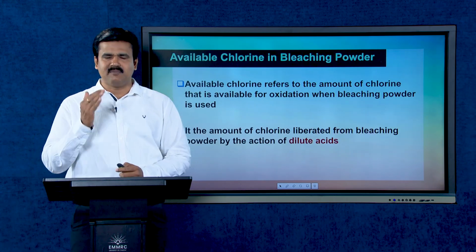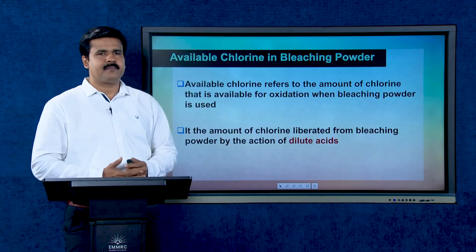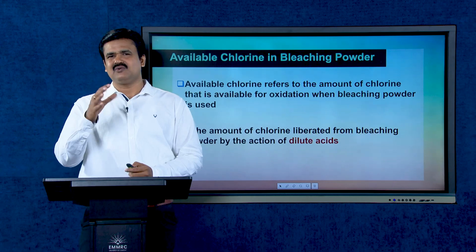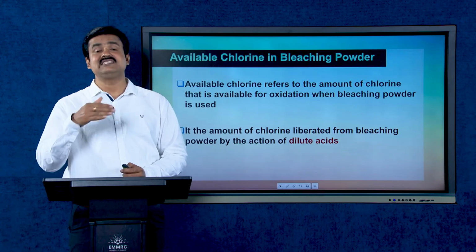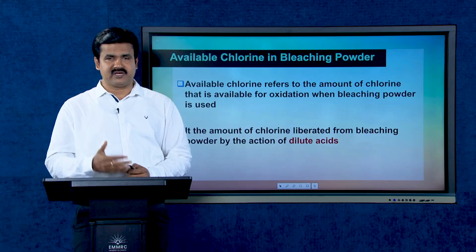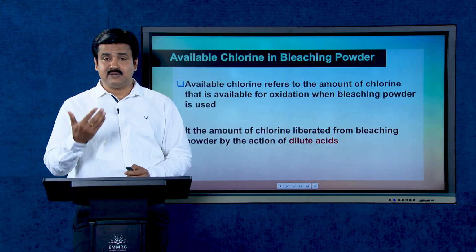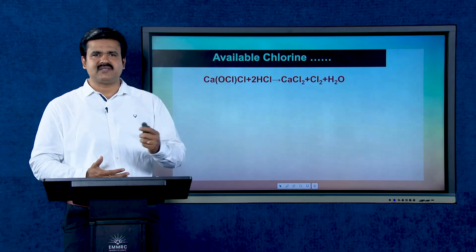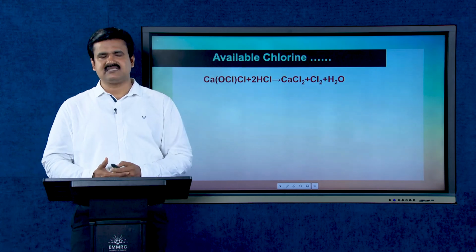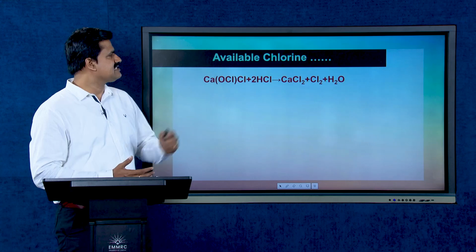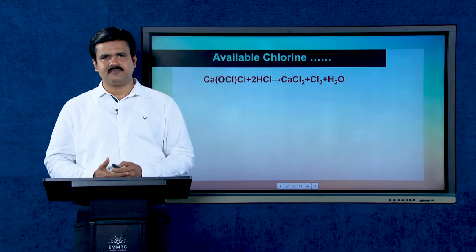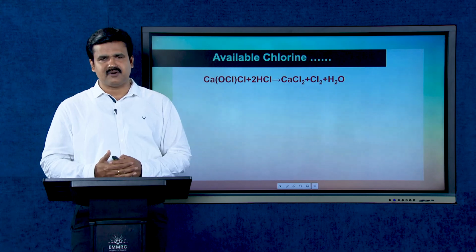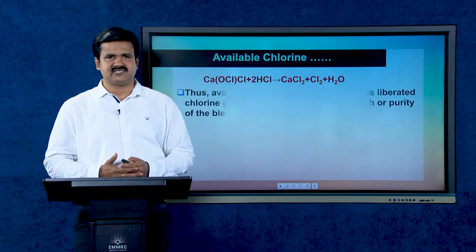It is the amount of chlorine liberated from bleaching powder by the action of dilute acids. So, from this statement it is clear that bleaching powder can liberate chlorine when it reacts with dilute acids. Now, CaOCl2 plus 2HCl gives CaCl2 plus Cl2 plus H2O. This is the reaction showing the liberation of chlorine from bleaching powder in the presence of hydrochloric acid.